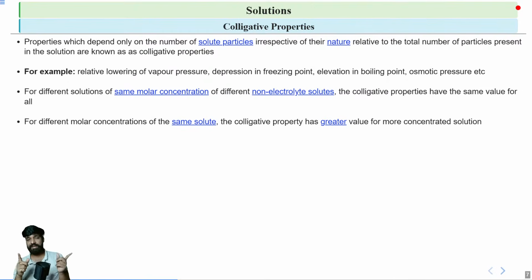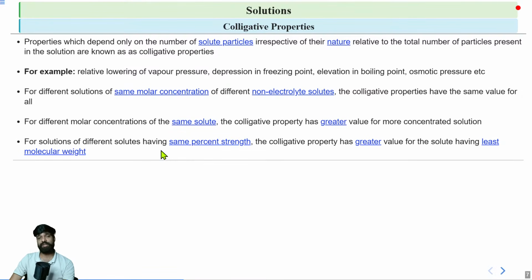First point that I have said is that if you are keeping the same molar concentration of different non-electrolytes, then in that case the colligative property will have the same value. But in place of that, if you take a different concentration but the same solute, in that case the colligative properties will show a different value and the one with the higher concentration will have a greater value. Is it clear to all of you?